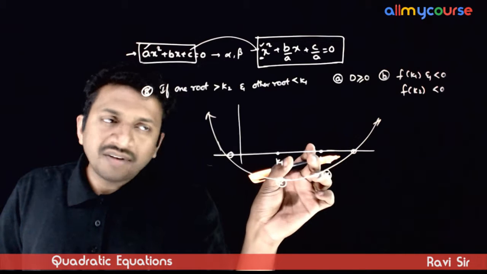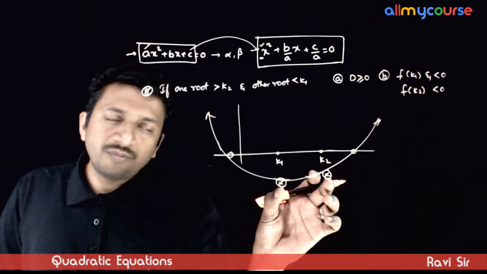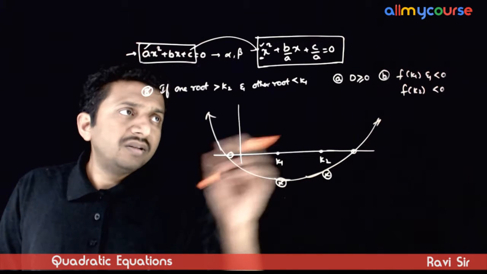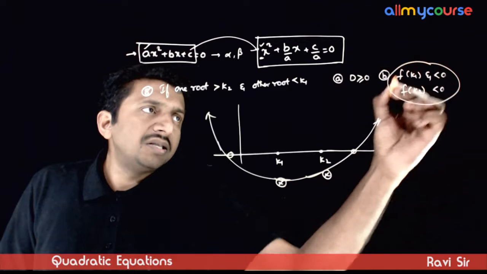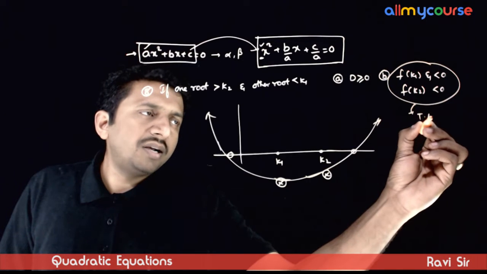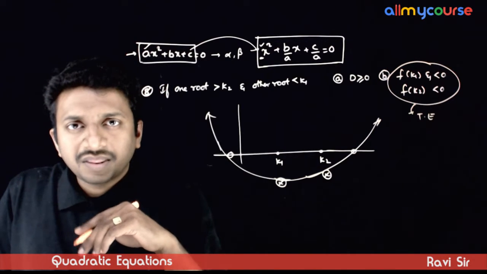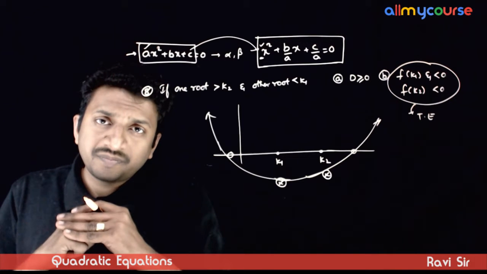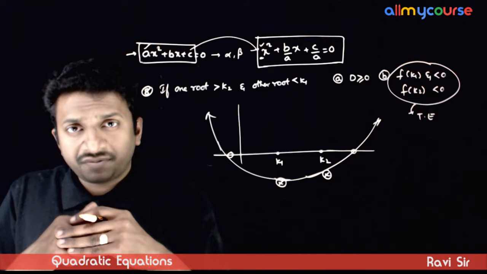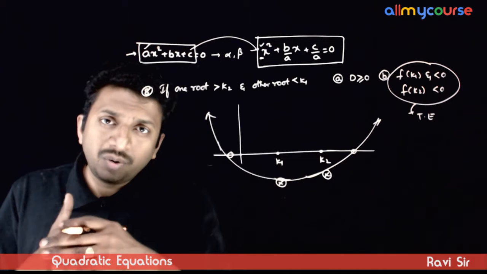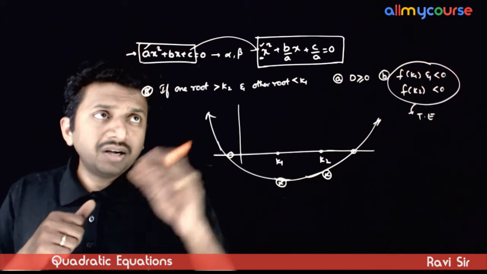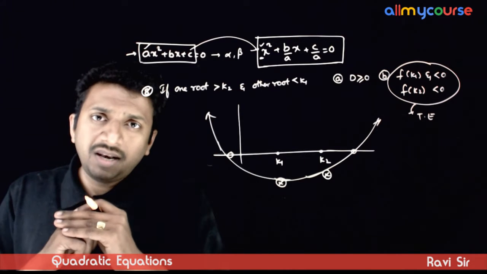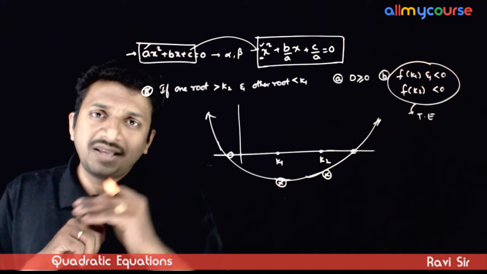So you cannot have a root between k1 and k2 if both f of k1 and f of k2 are negative. So these two conditions have to be applied on the transformed equation, that is, after making the coefficient of x square positive. If it is already positive in the question, then you don't need to do anything. If it is not, you have to ensure that this leading coefficient is positive before applying these conditions.